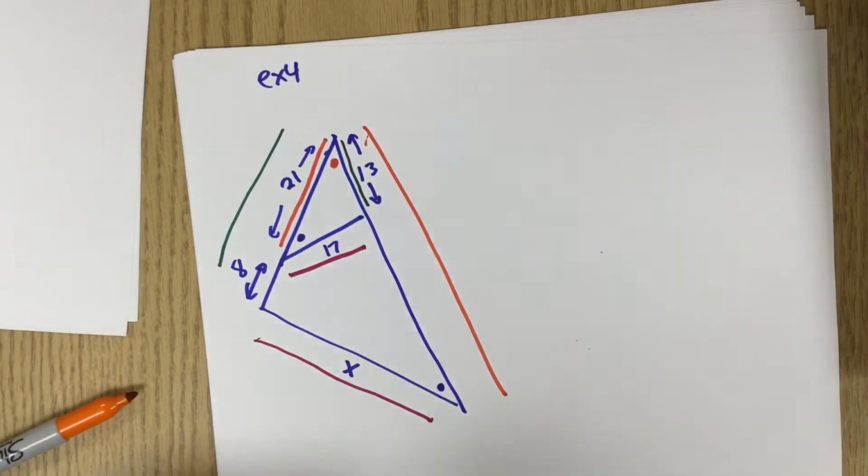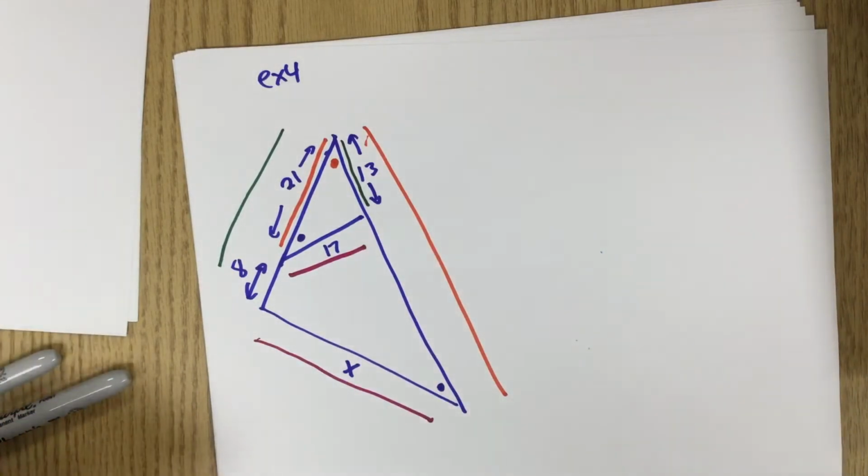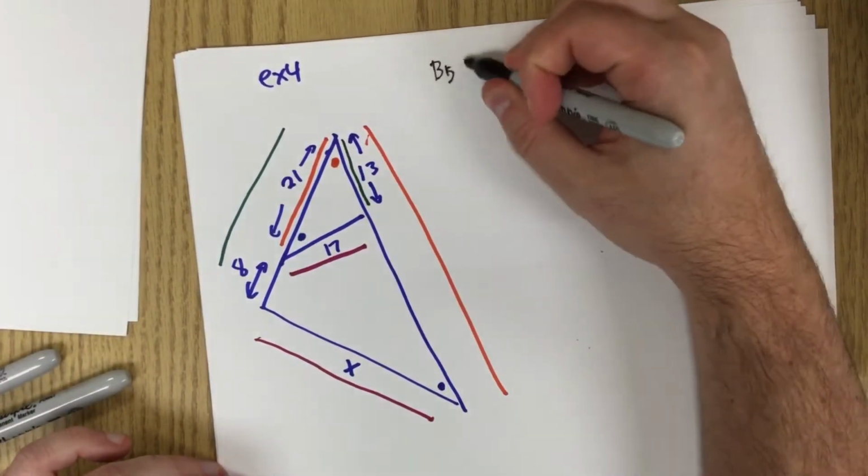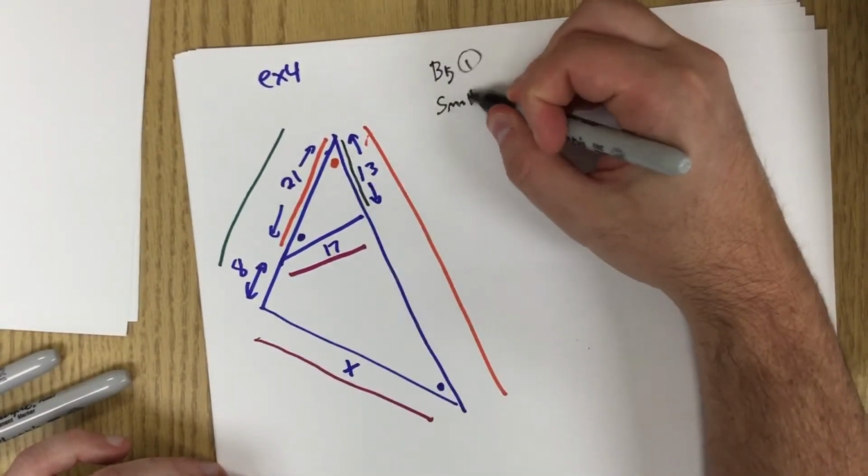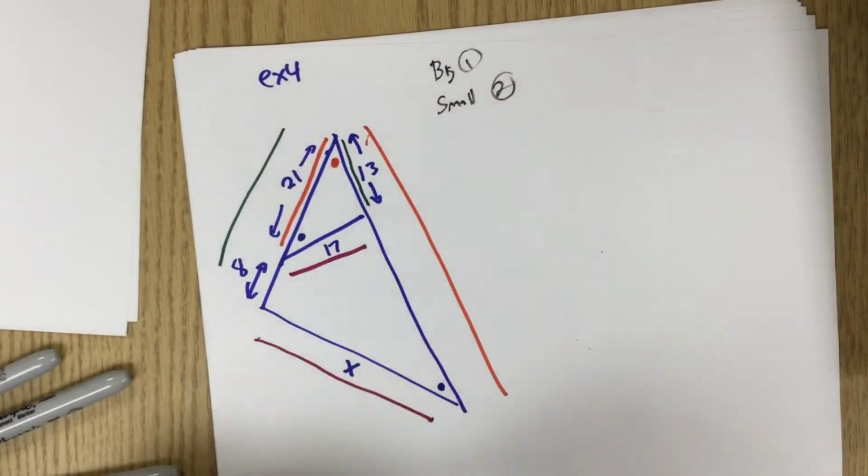So there's our coloring. So which triangle is going to go on top? We have the small one, we have the big one. The x is actually part of the big one. So what I'm going to do is I'm going to say that the big triangle is going to be the one on top, and the small triangle is going to be the one on the bottom.